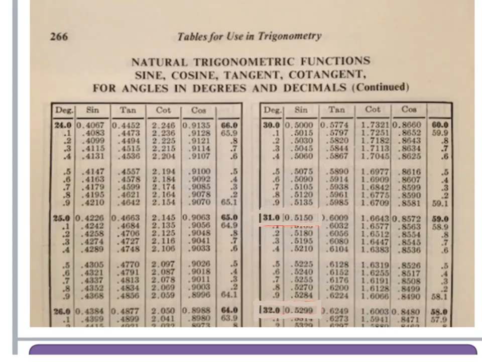Now back when calculators didn't exist, what mathematicians did was they created a massive table of all the ratios for all the different angles for sine, cosine, which is there, and tangent. And this is what they used to calculate unknown sides and unknown angles for right-angled triangles.